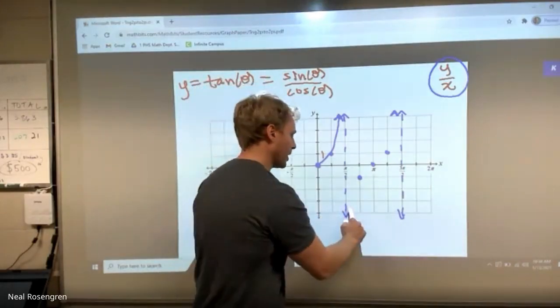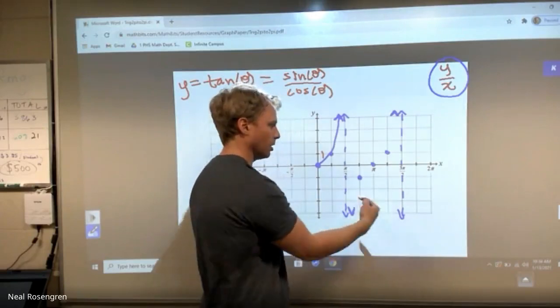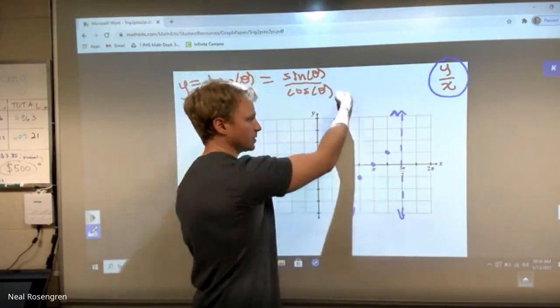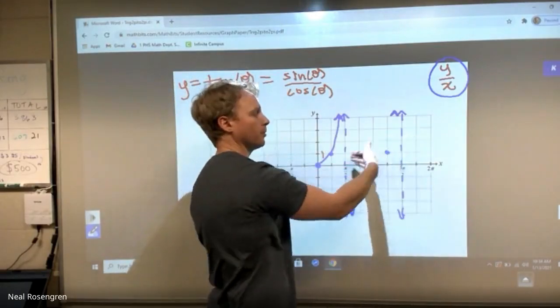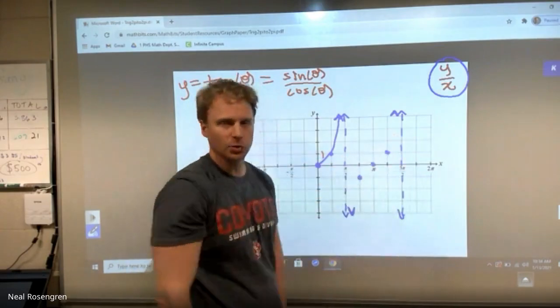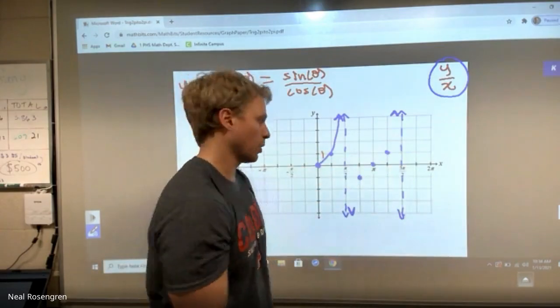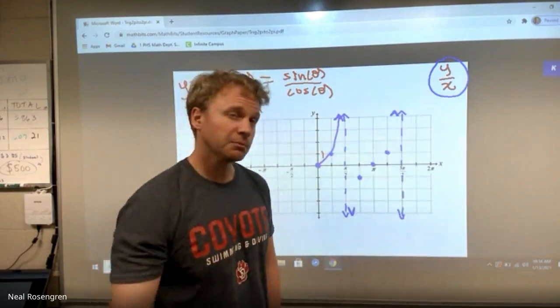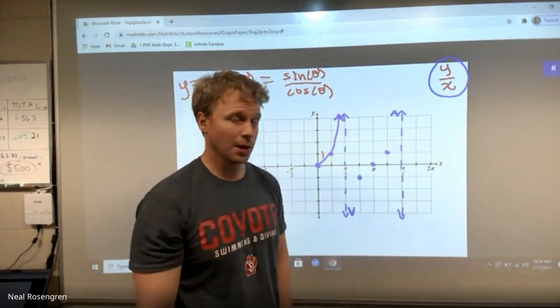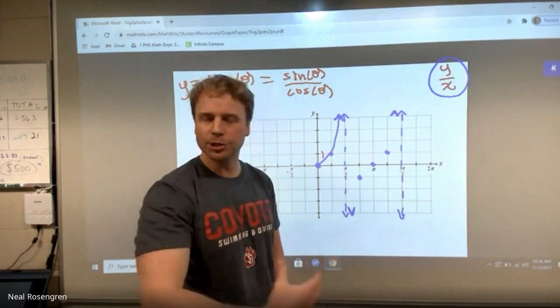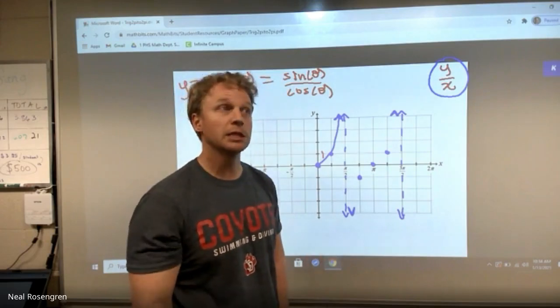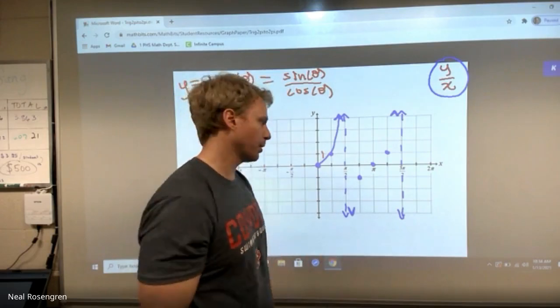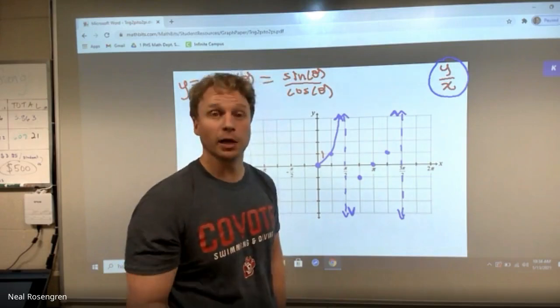So I've got an arrow down here. As I approach this vertical asymptote from the right, we're negative because we're in the second quadrant. So I've got an arrow down here on the left, an arrow up here on the right, and I just want to connect those. Now, again, if I had plotted a bunch more points in between here, you would see the connection a little bit better. But here's what it kind of looks like.